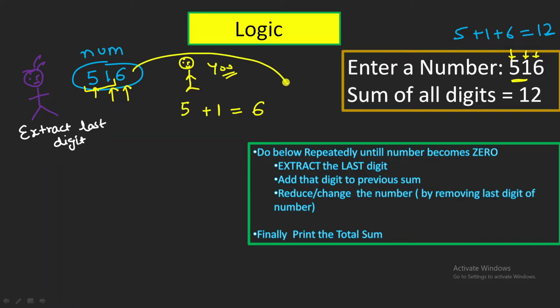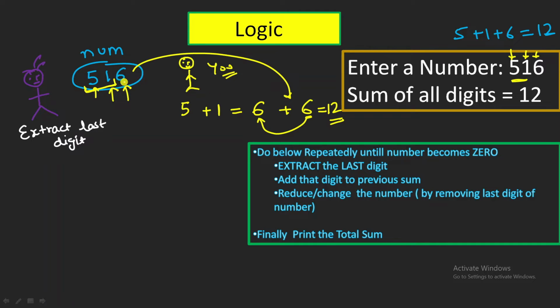So this 6 will come to you, okay? And you will add this 6 with the previous answer. Previous answer was 6, that is the sum of both the digits. So 6 plus 6, it will be 12, right? Now after this, your friend will say the number has no digits left, so I am done. Now you will say, okay, 12 is the final sum, right?